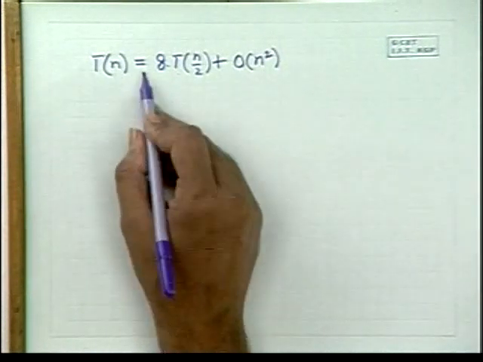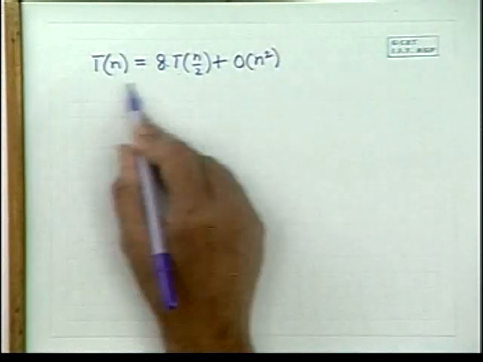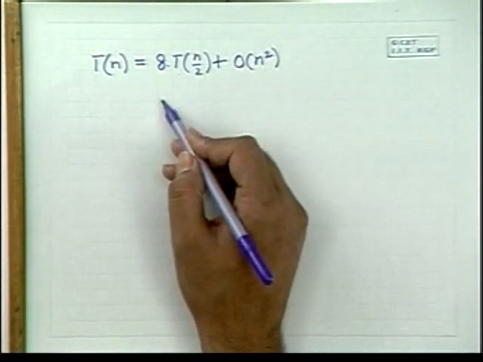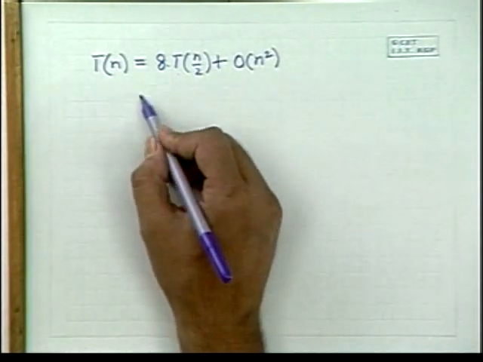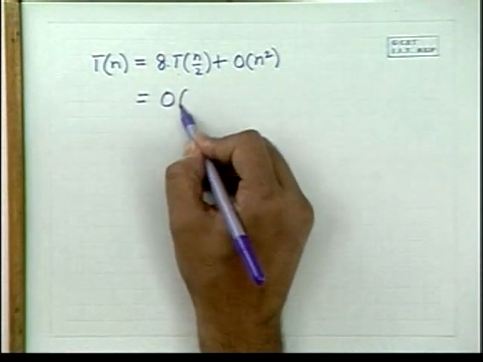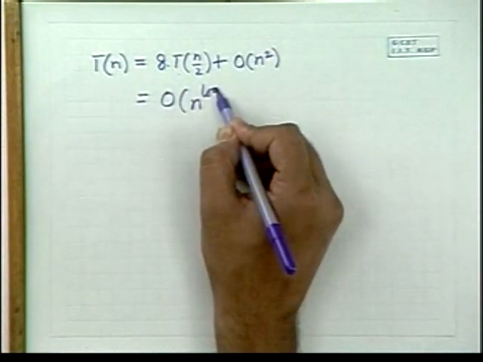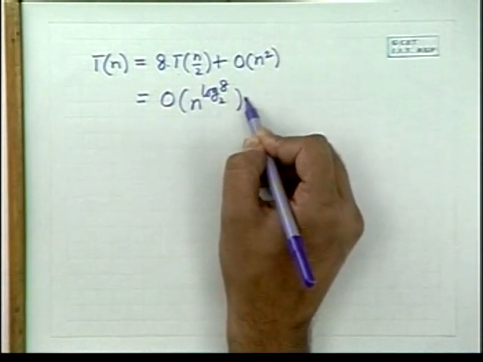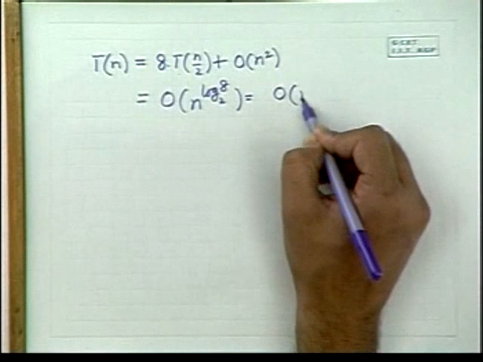So if you solve this recurrence relation, we know how to solve it. You can unravel it or you can apply the Master's theorem. In that case, what you will get is nothing but order n to the power log 2 base 8, which is order of n cube.